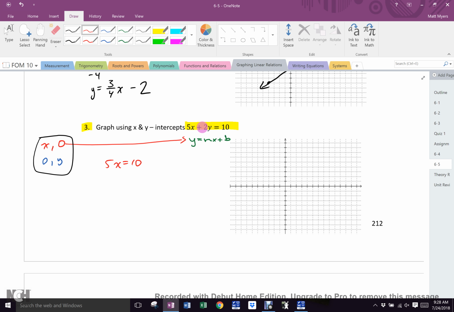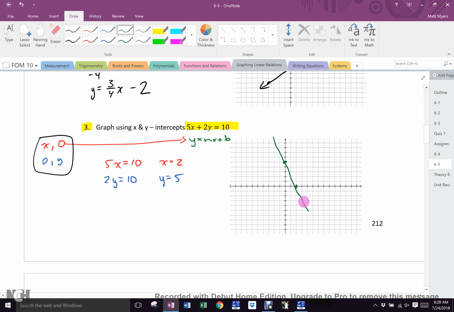Why does it disappear? Because you're multiplying by 0, okay? And then, of course, the other one is 2y equals 10. And the x disappears for the same reason. And you should be able to do that in your head. X equals 2 and y equals 5. And then we graph it. X is 2, y is 1, 2, 3, 4, 5. Right? And then we draw the line.